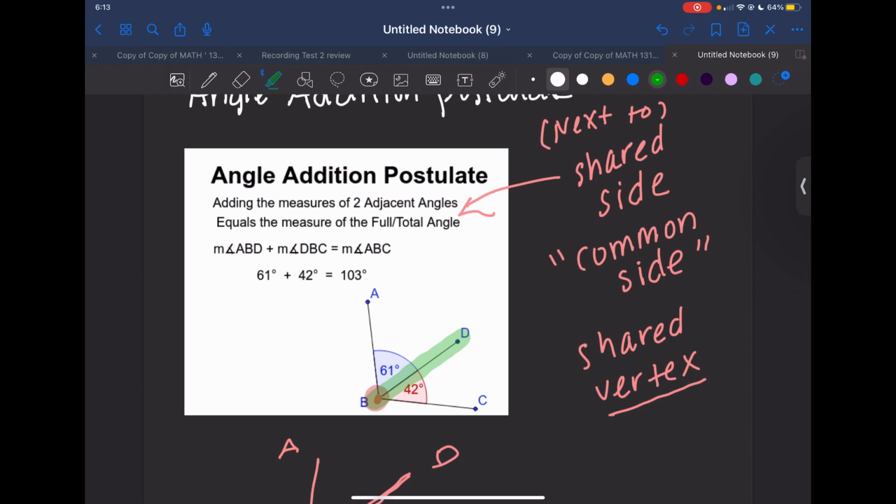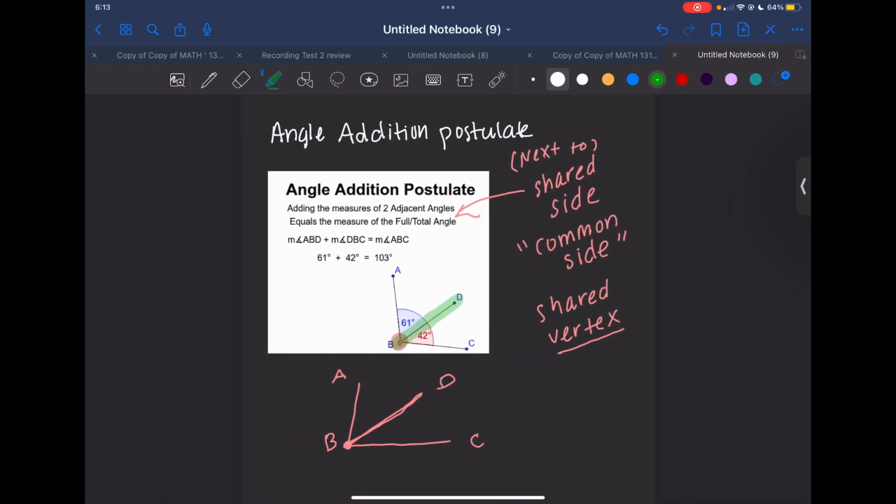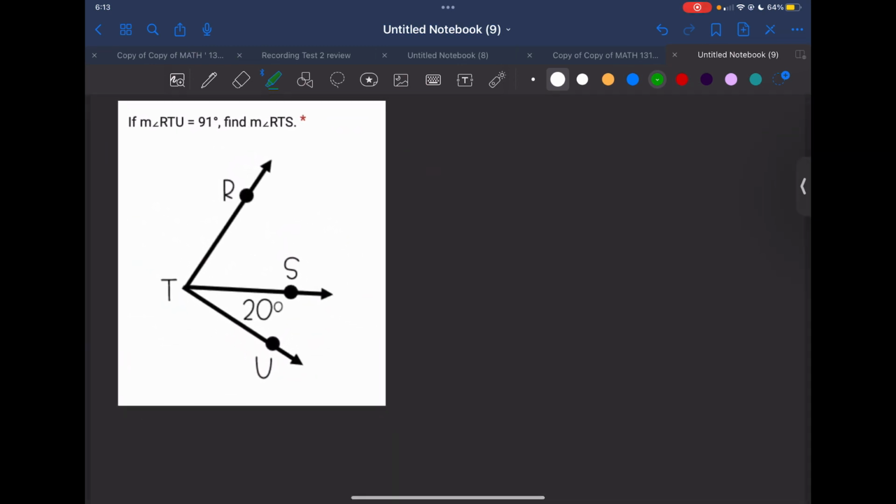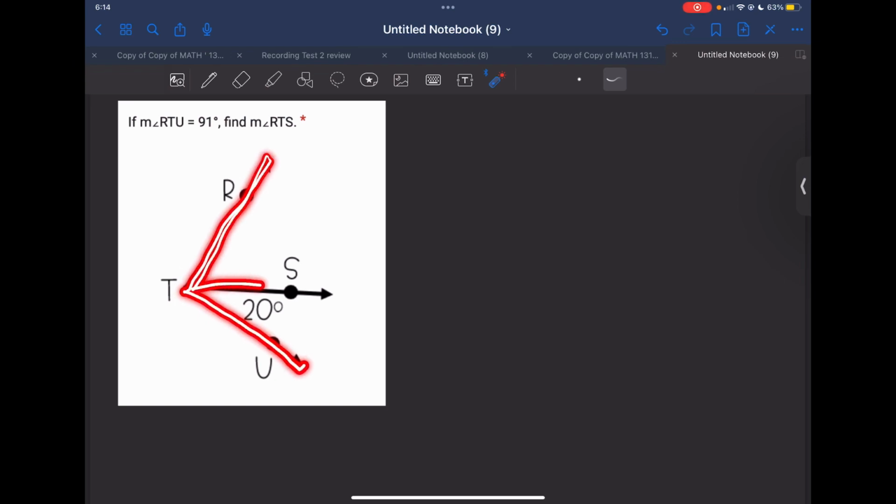All right, so let's get to the meat of it. Let's do one of these. You can also find these in your Google form. If the measure of angle RTU, so I like to trace it, R, T, U, oh, that's the big part, equals 91 degrees, it's asking you to find the measure of RTS. Does that make sense?